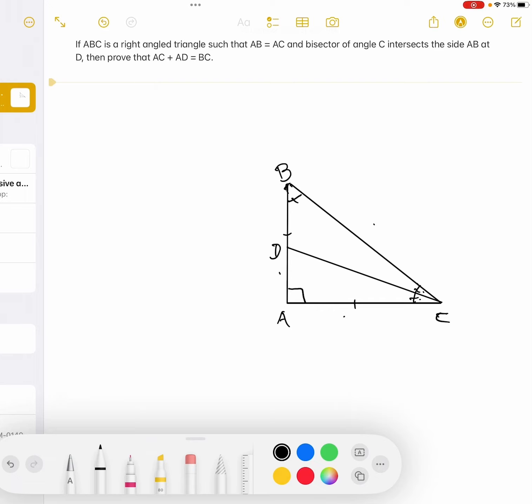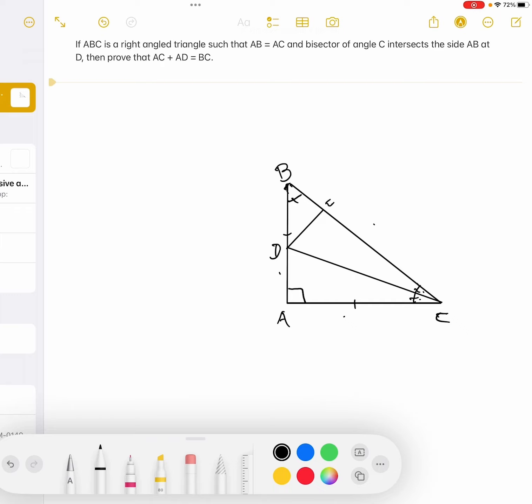So how can we do this? When we think about it, what first pops up in mind is using the Pythagoras theorem, but that does not work. If you try it yourself, it won't work. So what we have to do is two overall constructions. One is dropping a perpendicular from D to BC. So we are going to drop a perpendicular to BC.